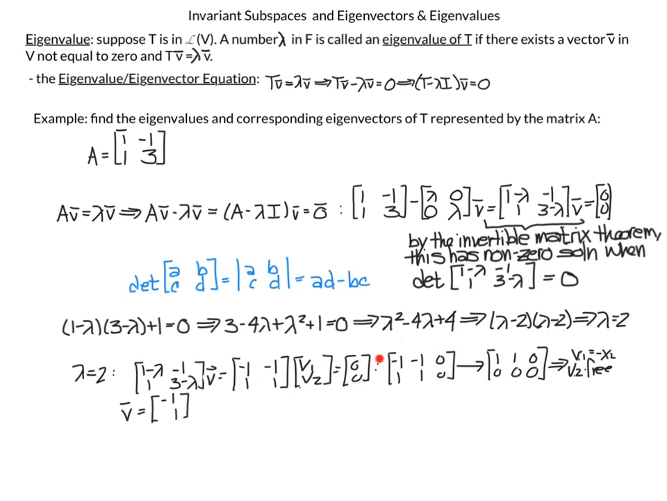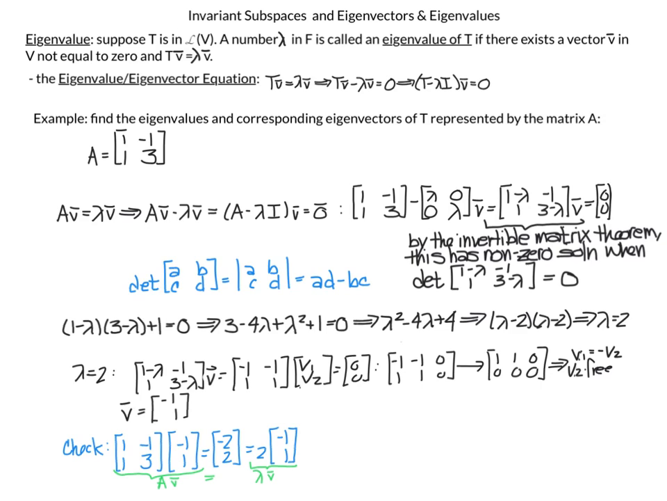I have the augmented matrix here. I row reduce to this matrix. So what I get is V2 is free, and V1 is equal to minus V2. So then my eigenvector looks like 1 for V2 and minus 1 for V1.